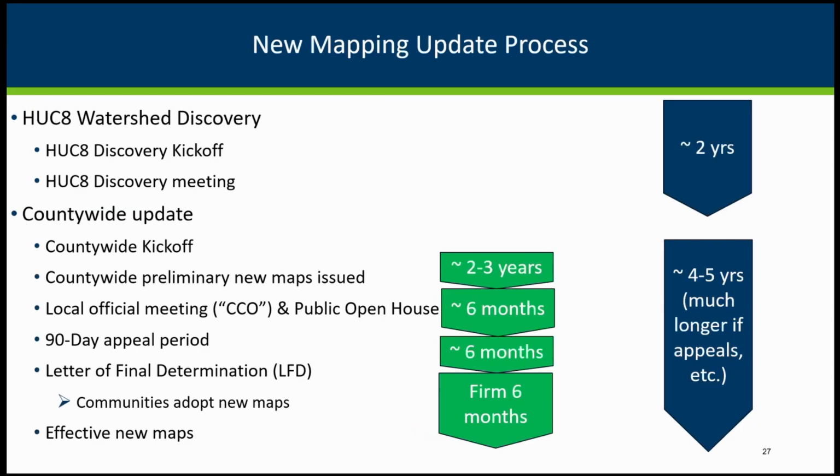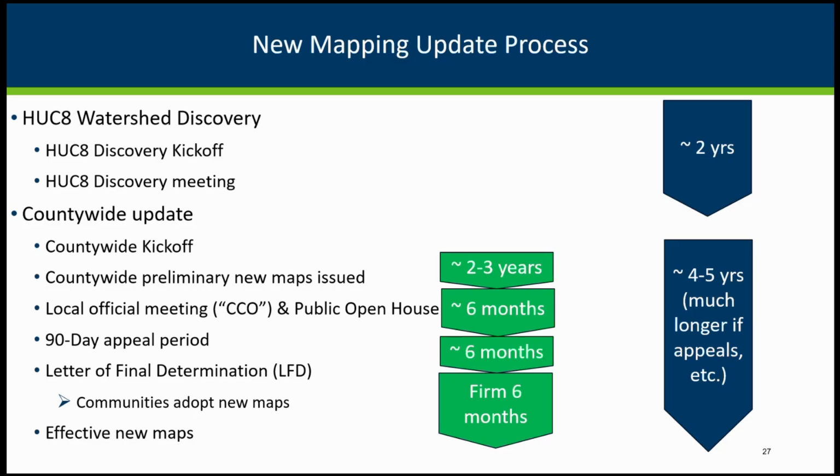So how long does this whole risk map process take to get new FEMA maps? It can vary, but generally speaking, it takes around 2 years to go through discovery. Then if a county is funded by FEMA to move forward in the modeling and mapping process, that usually takes another 4 or 5 years to go through that whole process.